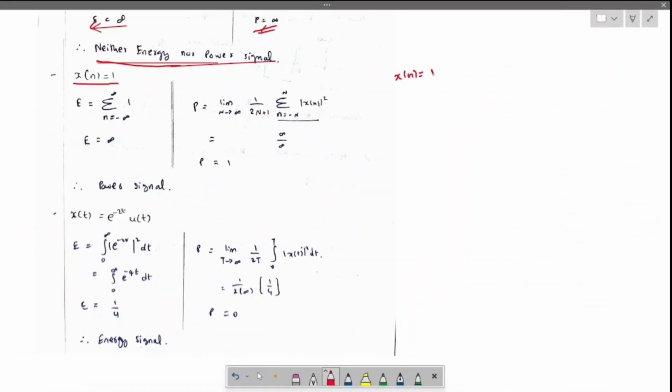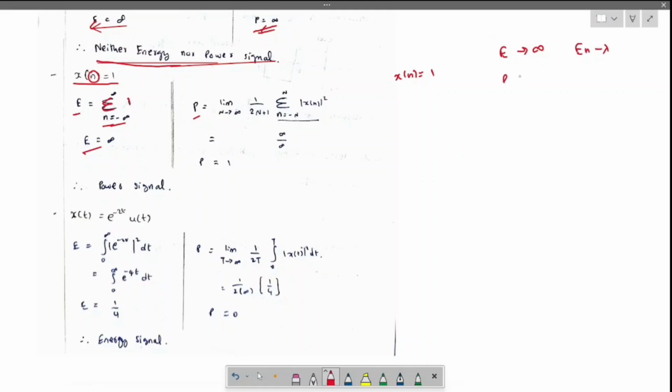Given x of n is 1. Since it is x of n, you can directly conclude that it is a discrete time signal, right? For the discrete time signal, use summation from n equals minus infinity to infinity of 1. So energy equals infinity. Okay, let us apply the power. Energy is infinite, so it is not an energy signal.